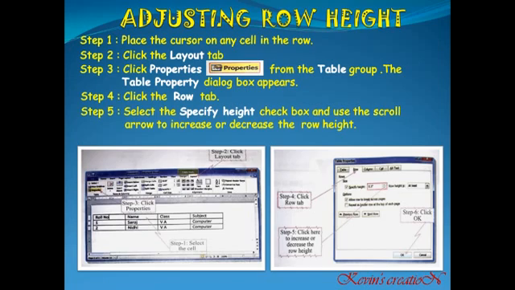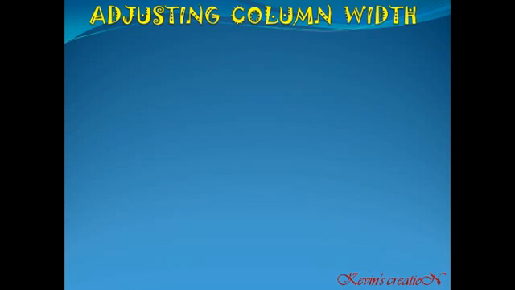Once you click row tab, you can see specify height. So this is the one, specify height, and here you'll have two arrows, up and down arrow. Up arrow means you can increase the height, down arrow means you can decrease the row height. So click any one of these, and once everything is done you can click OK button. Once you click OK button, you will see the row height is already changed, either increased or decreased depending on what you have done.